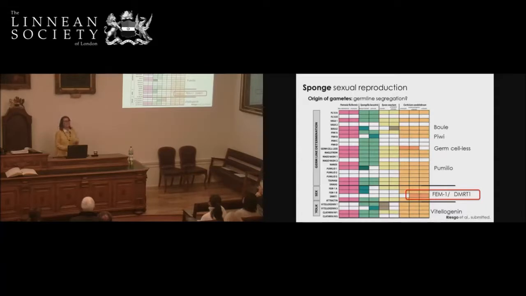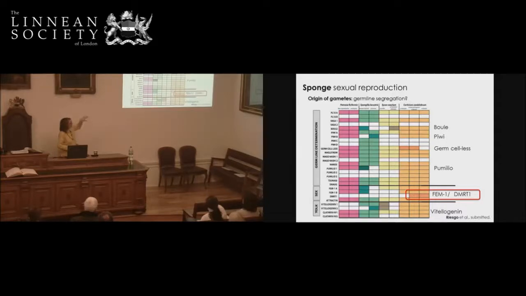We also looked at other markers, not for germline determination, but for sex determination. When you have a gamete, you have to decide whether you want it to be an oocyte or a sperm. For that, there is not a lot of literature, but there are some genes that have been very well characterized in nematodes or in insects. And these are FEM1 genes, and also the DMRT genes.